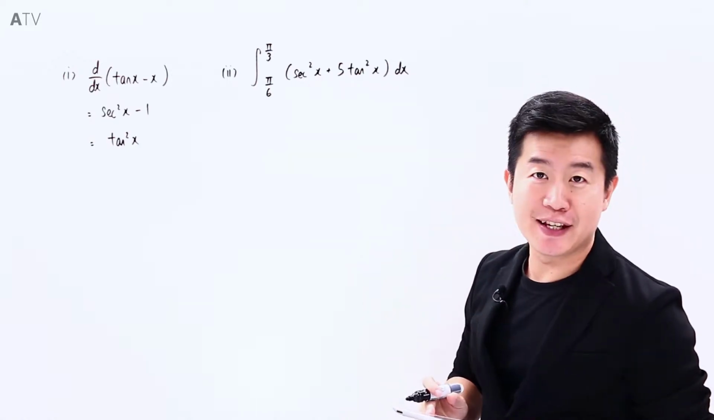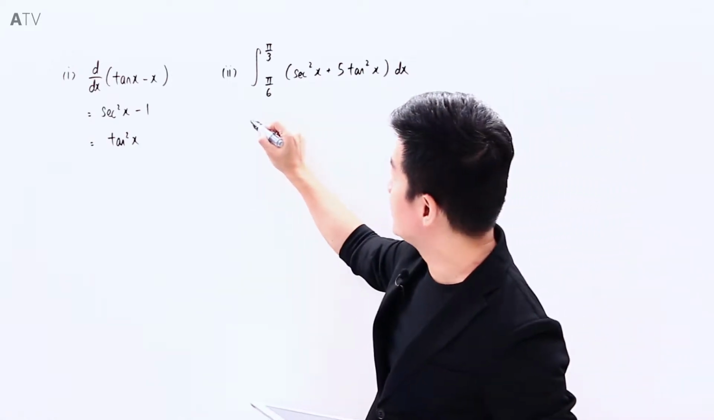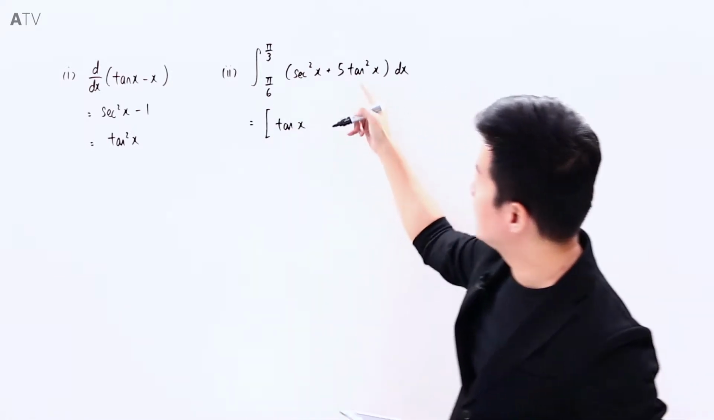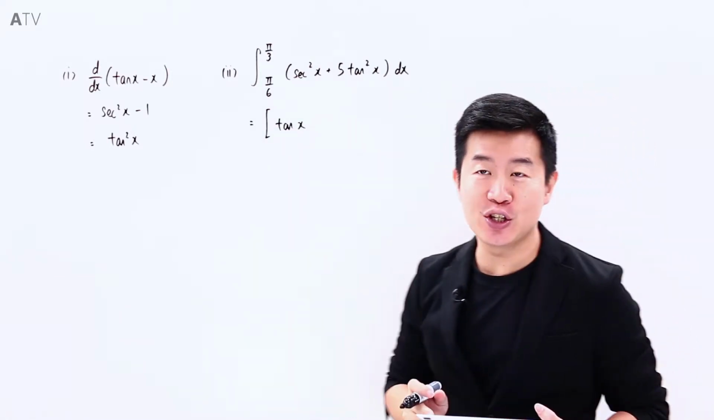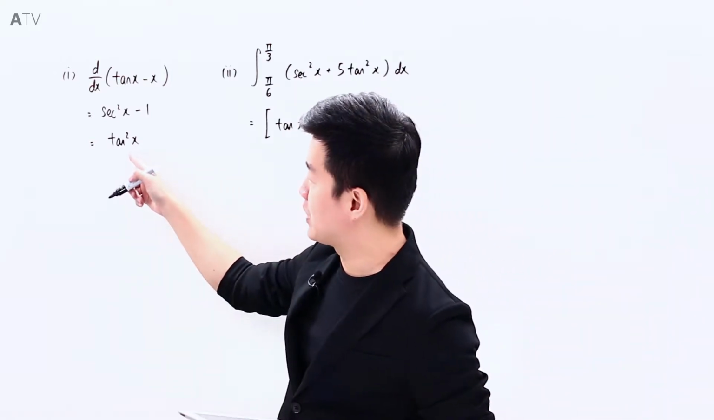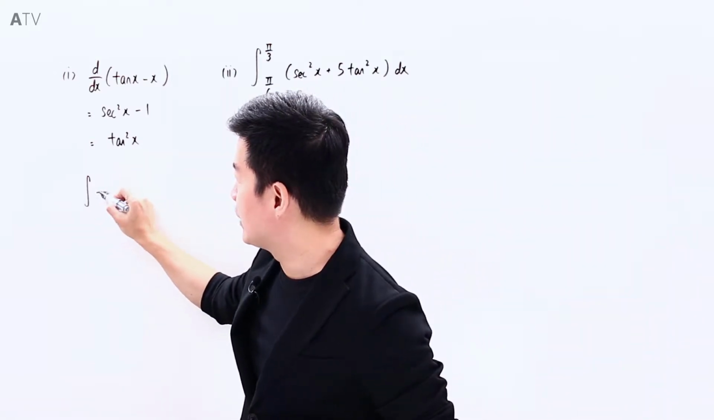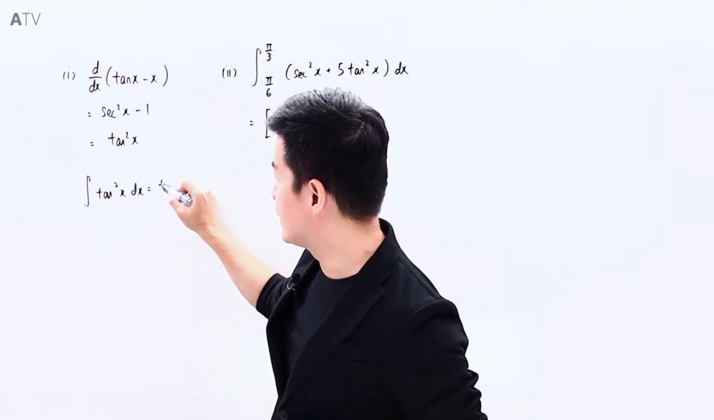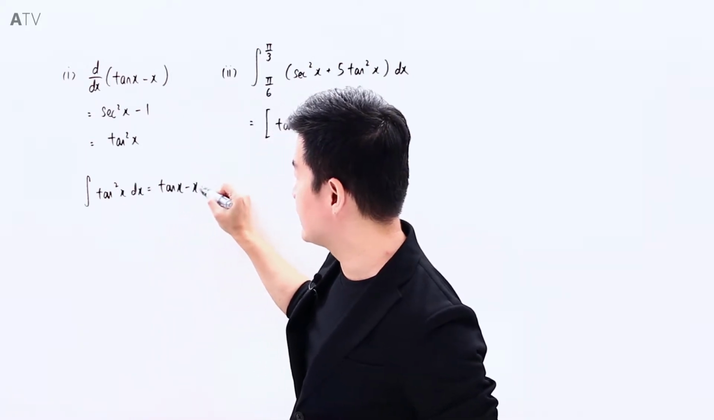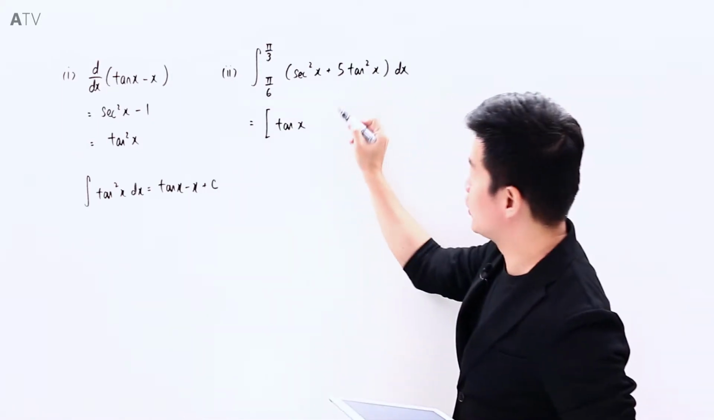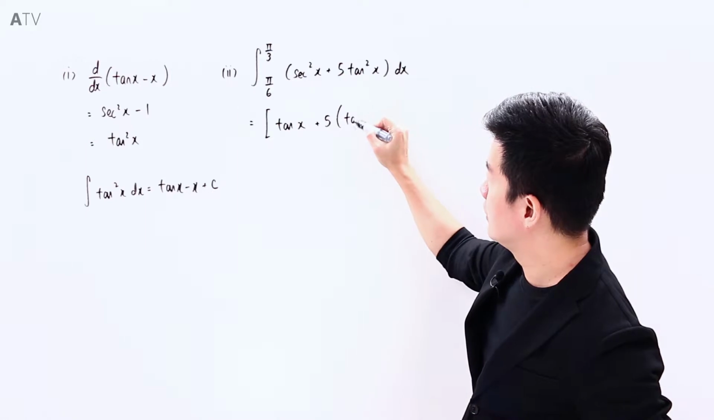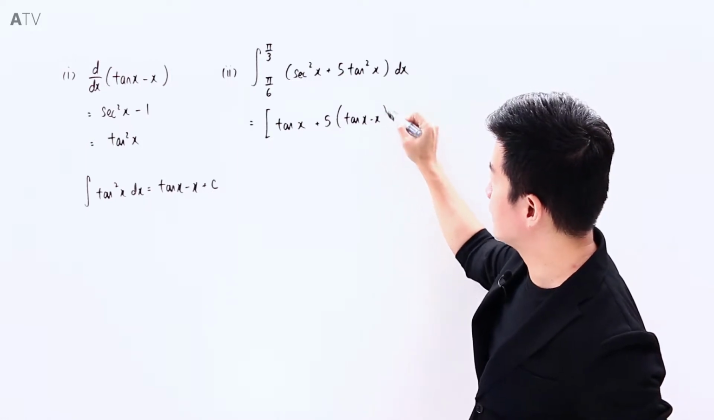When we integrate secant square, it is going to give us a tangent. So this is going to be tangent x. And as for integrating tangent square x, we will make use of what we have here, because from here we know if we were to integrate tangent square x, it is going to give us tangent x minus x plus c. So here it is going to be 5 times tangent x minus x.